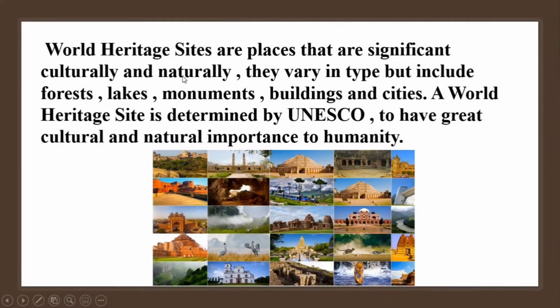World Heritage Sites are places that are significant culturally and naturally. They vary in type but include forests, lakes, monuments, buildings, and cities. A World Heritage Site is determined by UNESCO to have great cultural and natural importance to humanity. Now, students, let us see how the idea of UNESCO and the World Heritage was born.